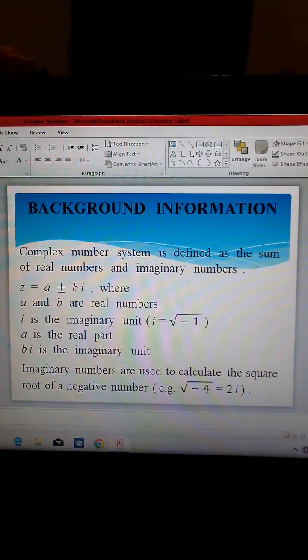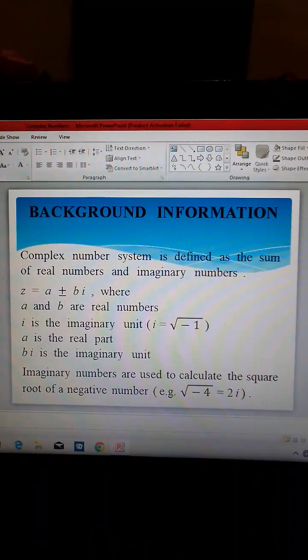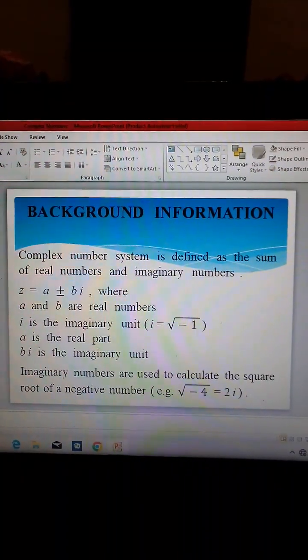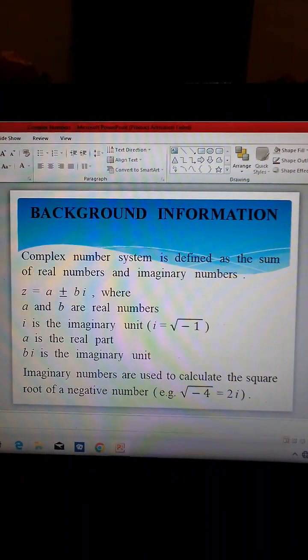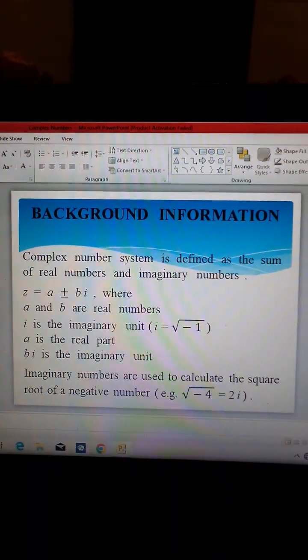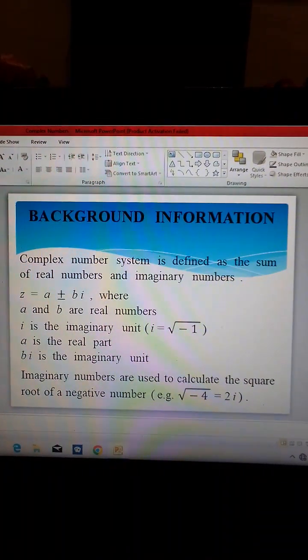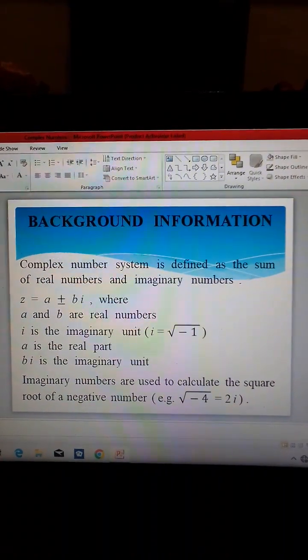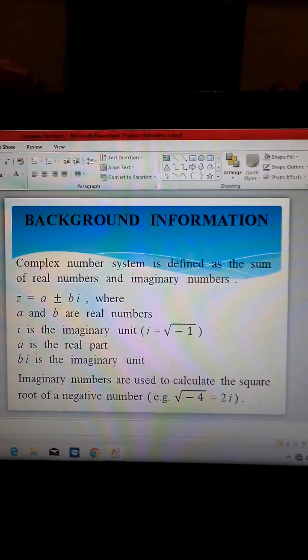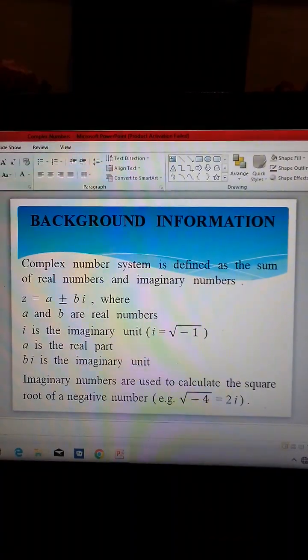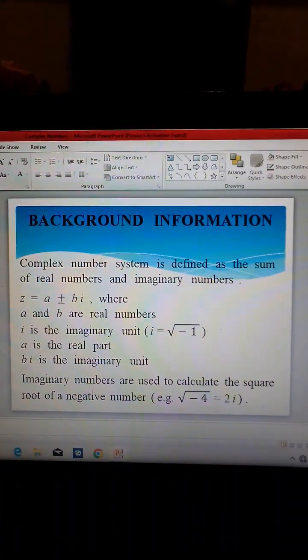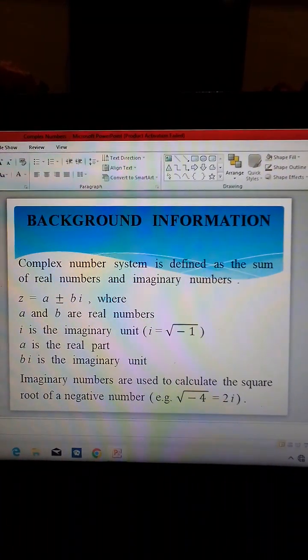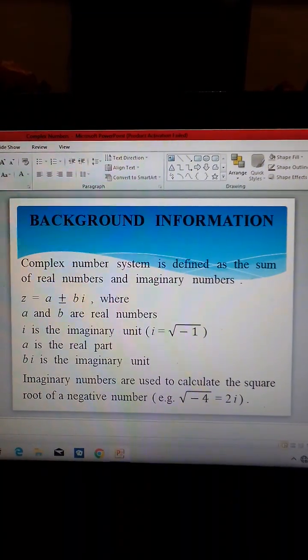Here is some background information that you need to know. In technical mathematics, the complex number system is defined as the sum of real numbers and imaginary numbers, where the complex number is z and it's equal to a plus bi, where a and b are real numbers and i is the imaginary unit. Please note that i is equal to the square root of -1. That is the base that's going to be used.